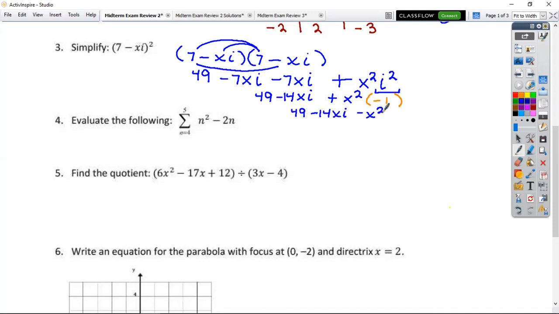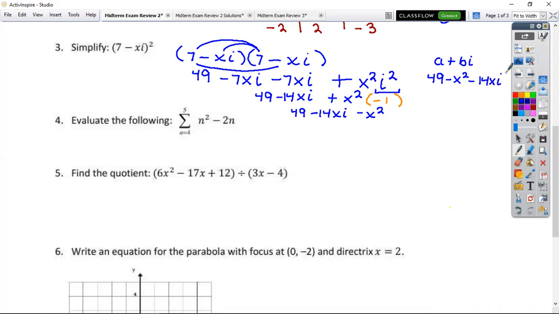And I know some of you asked, can it be left like that? Close. When you write something imaginary, it's always in the form a plus bi, indicating that the imaginary portion does have to be listed last. So I'm going to start this and go 49 minus the x squared and then minus 14xi, and that would be sufficient.